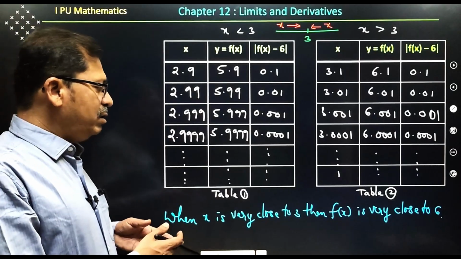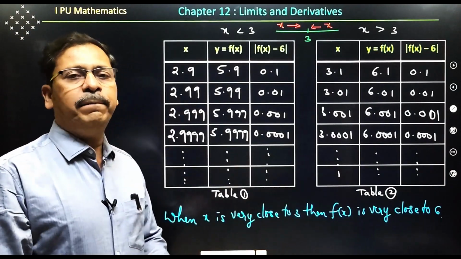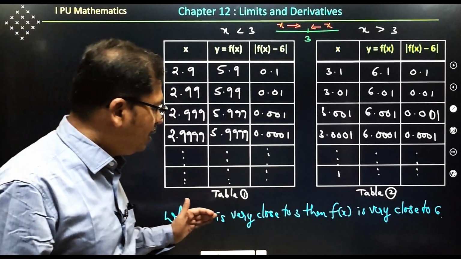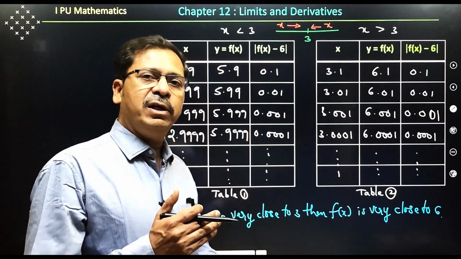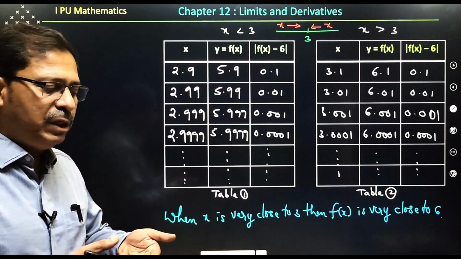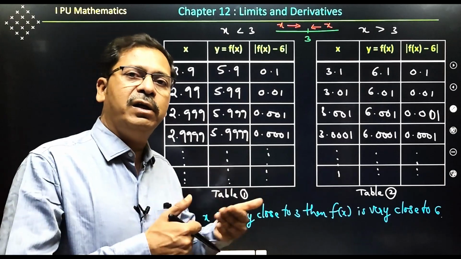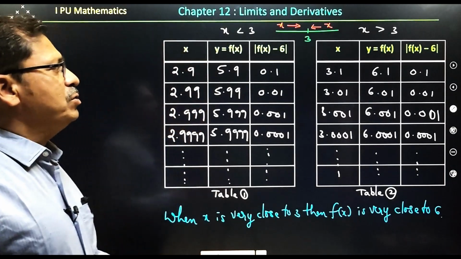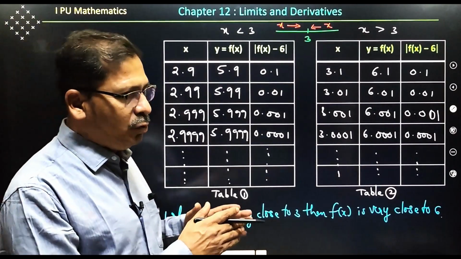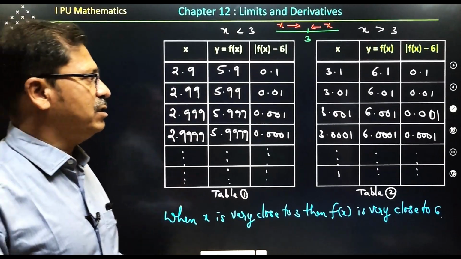This is our observation. Here x is approaching 3 but not exactly reaching it. Approaching but not achieving. When x is very close to 3, then f(x) is very close to 6. When x is moving nearer and nearer to 3, the value of f(x), meaning y, is moving nearer and nearer to 6. This is what we have observed in this discussion. Let me use it to define the concept of limit.